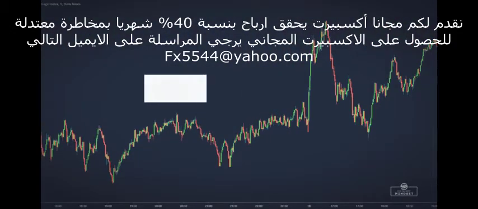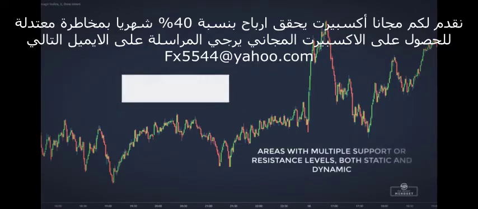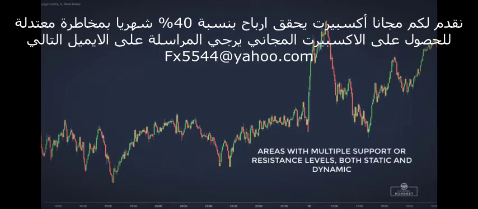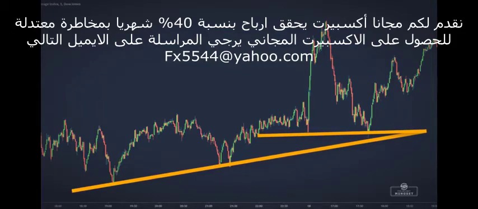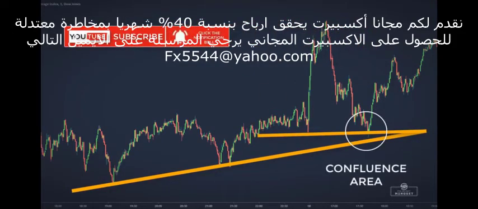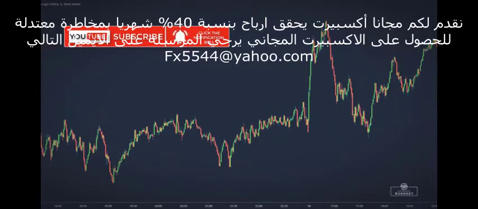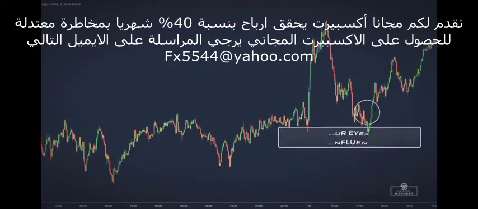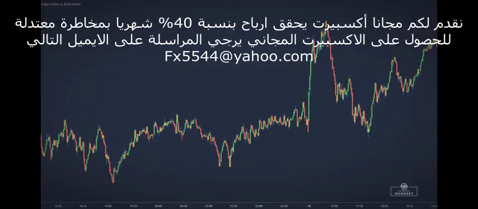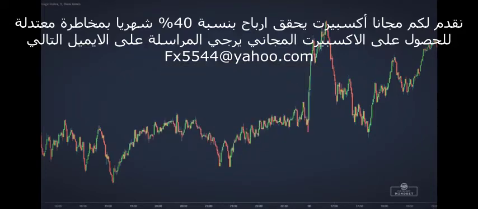My scalping setup is based on finding confluence. A confluence is an area with multiple support and resistance levels, both static and dynamic. A confluence of support or resistance is more relevant to traders as it includes two or more important focus points on the chart. Although it might seem complicated, finding confluence on the chart is not difficult. You just have to train your eyes to spot chart areas where multiple levels meet. Finding confluence on your charts is very important for scalping because these areas offer high probability trading opportunities.